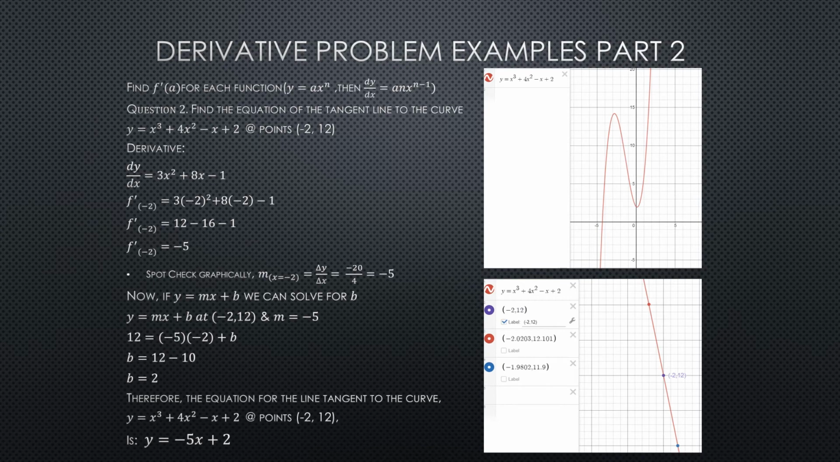Here's question number 2. And again, we're looking for another f prime. It's just a different way of asking the question. They're saying find the equation of the tangent line to the curve. Well, the curve is y equals x to the cubed power plus 4x to the squared power minus x plus 2.